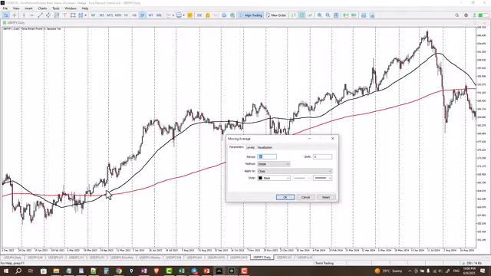Now, as you can see, this particular line, this black line, is showing us that over time, the average of the closing price of this particular chart, this currency pair on the daily time frame, has actually been lower than the actual market price. So there's strength in the market, there's an uptrend.